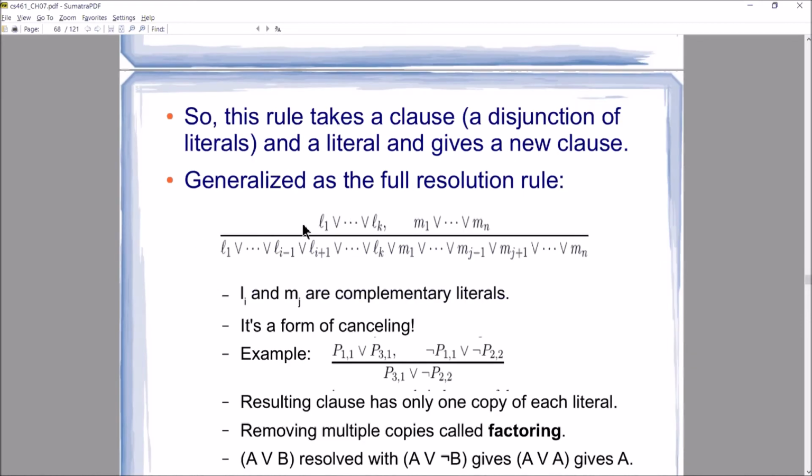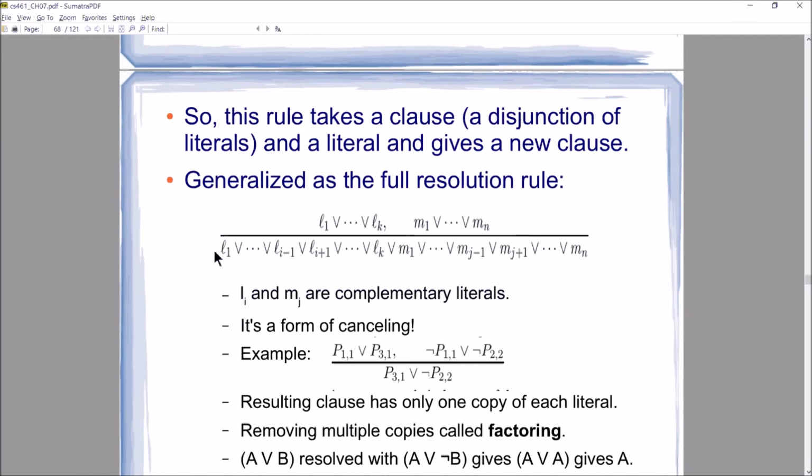And this looks really crazy too, right? But all this is saying is, look, if you've got a disjunction of literals, L1 through LK, and you have another disjunction of literals that are complementary, M1 through Mn, then the entire sequence will cancel, right? And that gives you a new sentence that takes that cancellation into consideration, right?